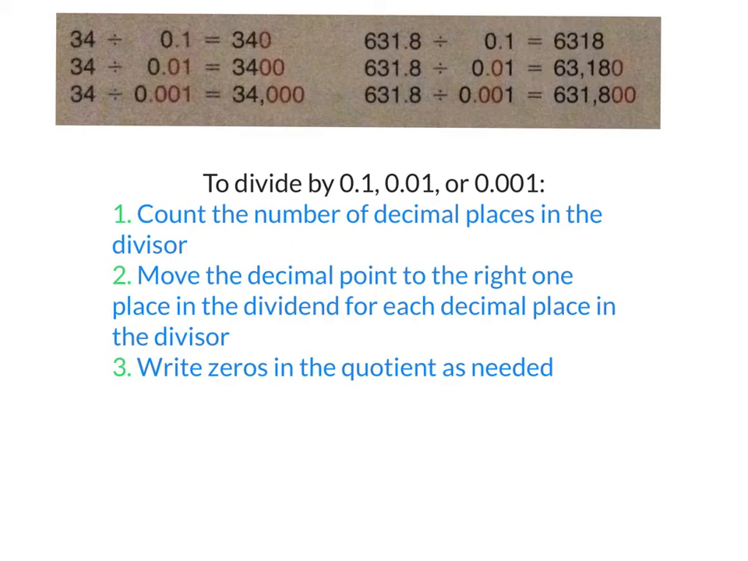So make sure you write these rules in your notebook on how to divide by 1/10, 1/100th, or 1/1000th. First, count the number of decimal places in the divisor. Second, move the decimal point to the right one place in the dividend for each decimal place in the divisor. And third, write zeros in the quotient as needed.